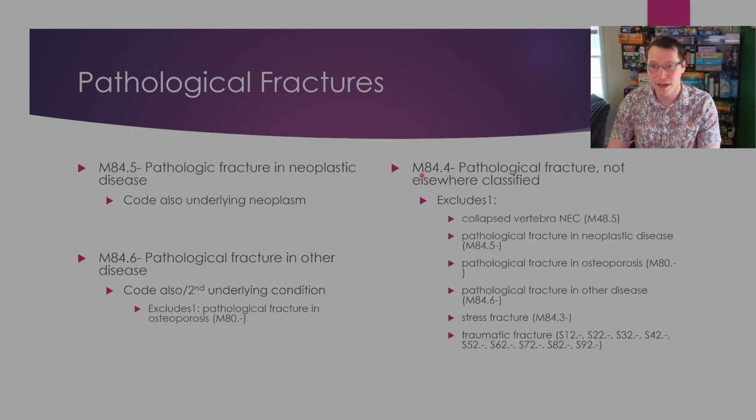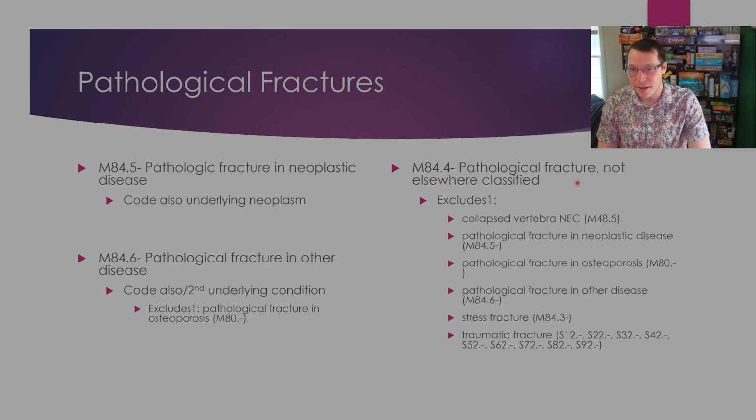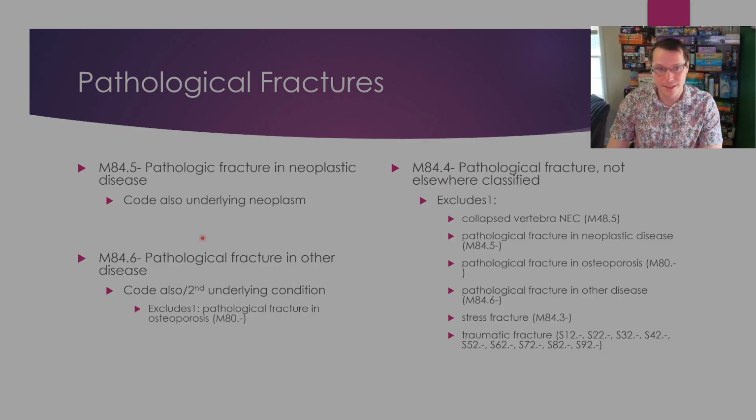And then they also have pathological fracture not elsewhere classified. These ones obviously exclude each other because these are more specific codes. And then it'll also exclude traumatic fractures, stress fractures, and other fracture codes. So just watch out for these kinds of codes. Make certain you're using the most specific pathological fracture codes when possible. Make certain you're coding the underlying neoplasm when applicable, or letting your coding team or the documentation tell which condition is causing the pathological fracture.